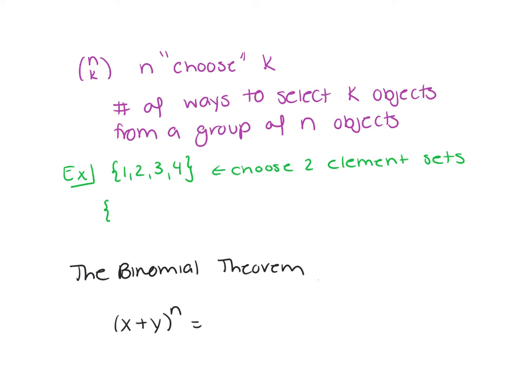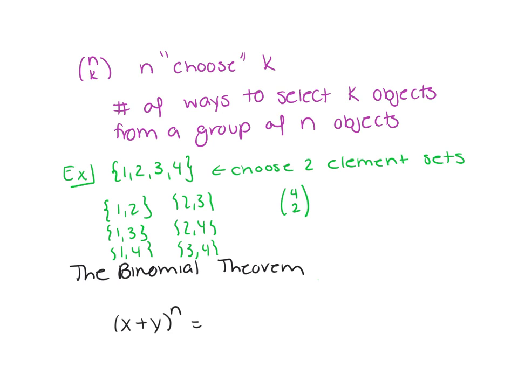How many do you have? Six. 1, 2, 1, 3, 1, 4, 2, 3, 2, 4, and 3, 4. Right? Is that what you have? Yeah. Okay, so that question is 4 choose 2. Two element sets out of a set of four.